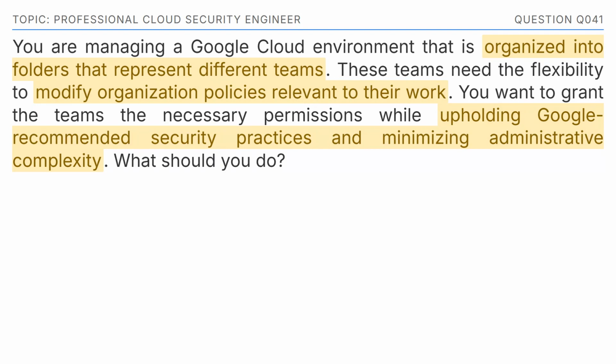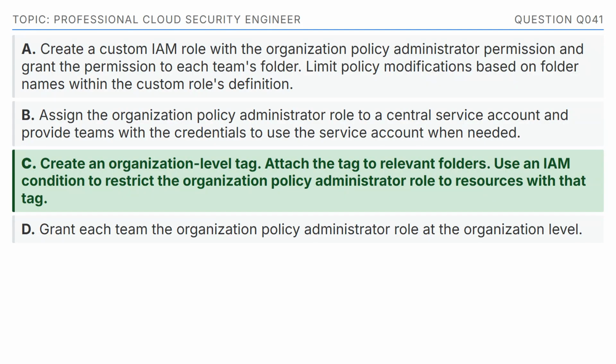To arrive at the correct answer, we focus on the keywords: organized into folders that represent different teams, modify organization policies relevant to their work, upholding Google recommended security practices, and minimizing administrative complexity. The correct answer is option C, create an organization-level tag.